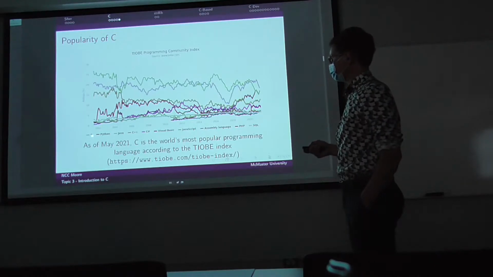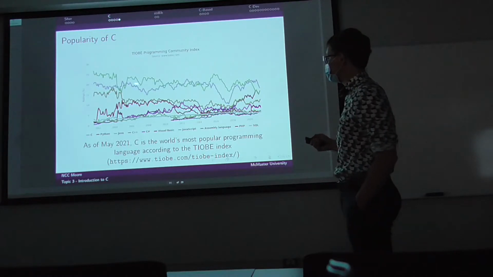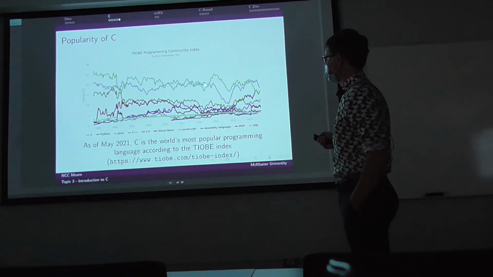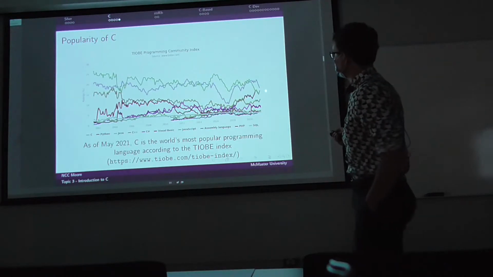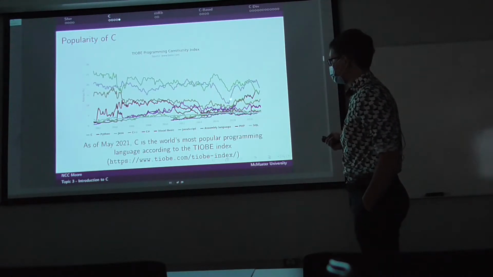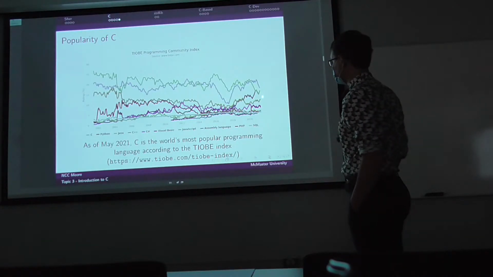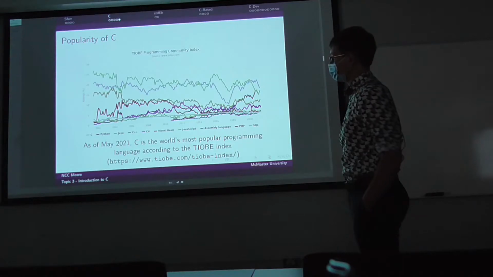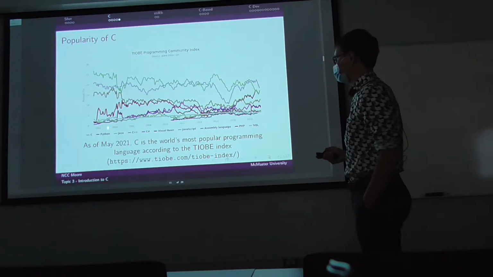So, C is this light blue line. So you can see that C has been quite popular. It had a little dip around 2017. And I realize this only goes up to the end of 2020, but C has been a consistently used and programmed in language for the last 20 years at least. You'll notice that this black line here is Python.